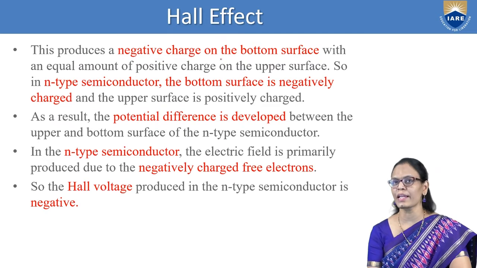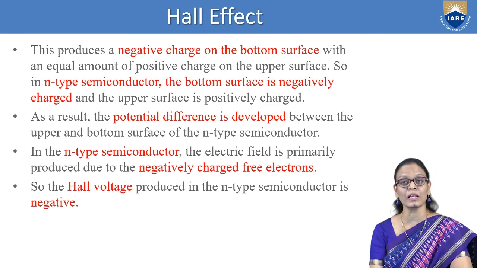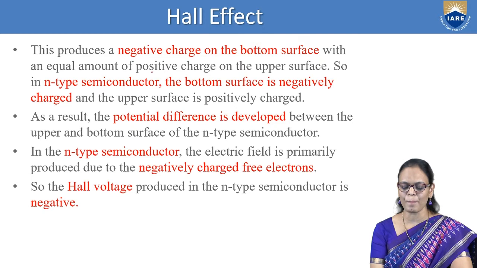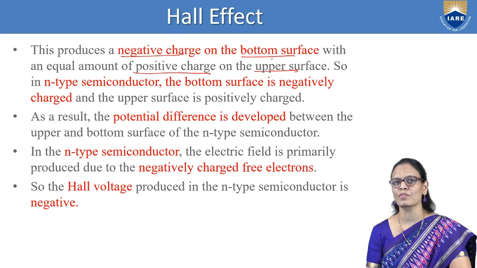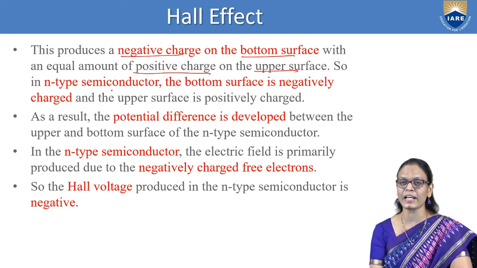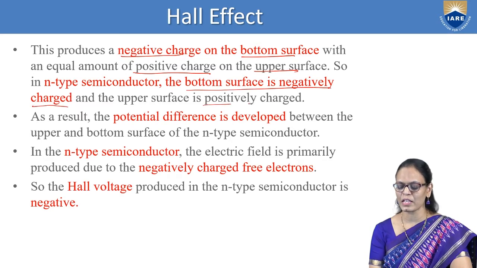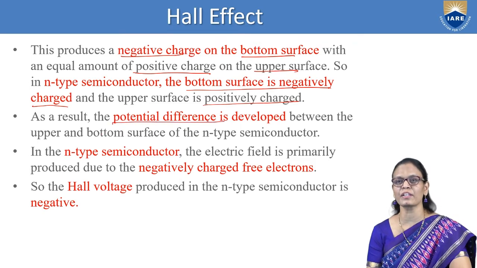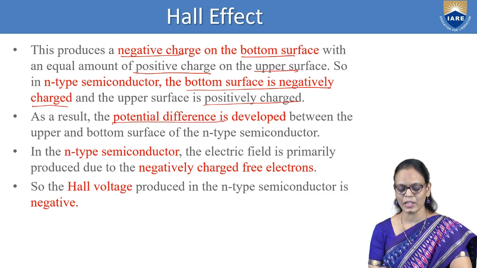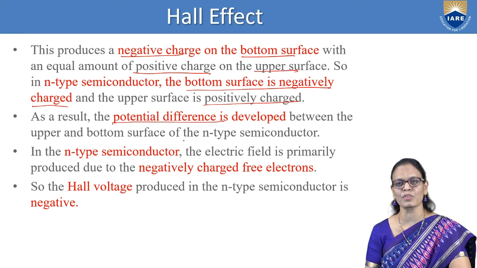Now, this produces a negative charge on the bottom surface with an equal amount of positive charge on the upper surface. So in an n-type semiconductor, the bottom surface is negatively charged and the upper surface is positively charged. Because of this, a potential difference is developed between the upper and the bottom. Whenever there is a separation of charges, there is a difference in potential, which we call the potential difference.